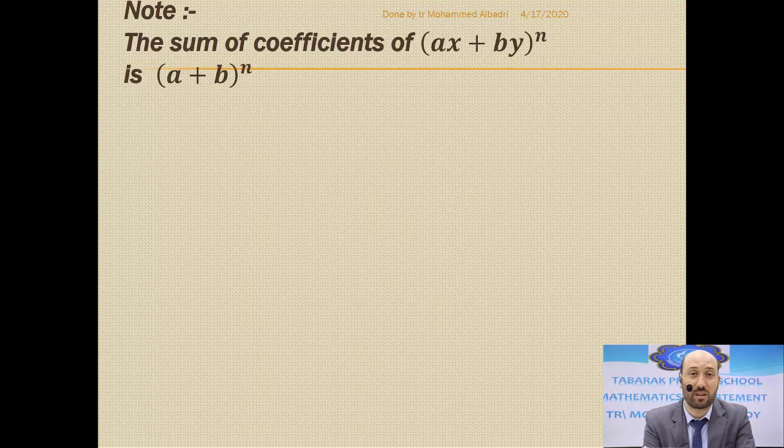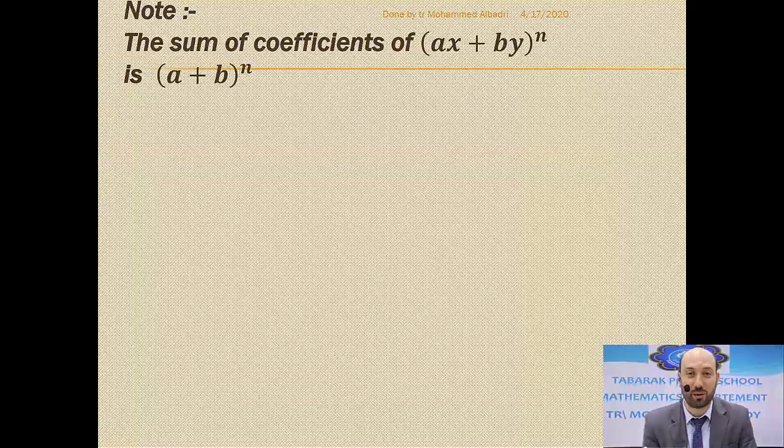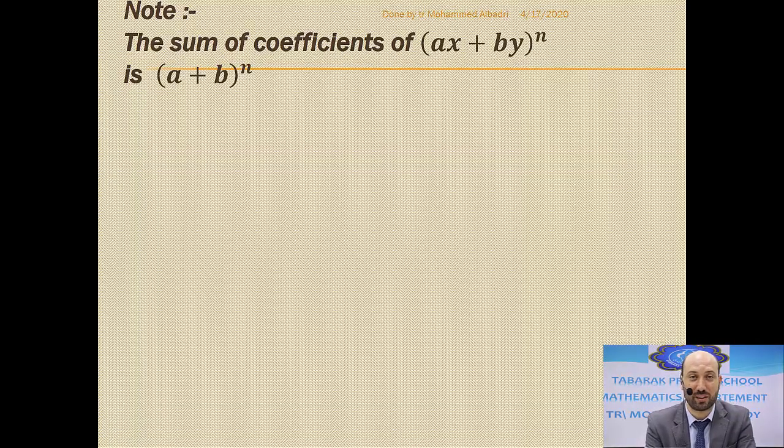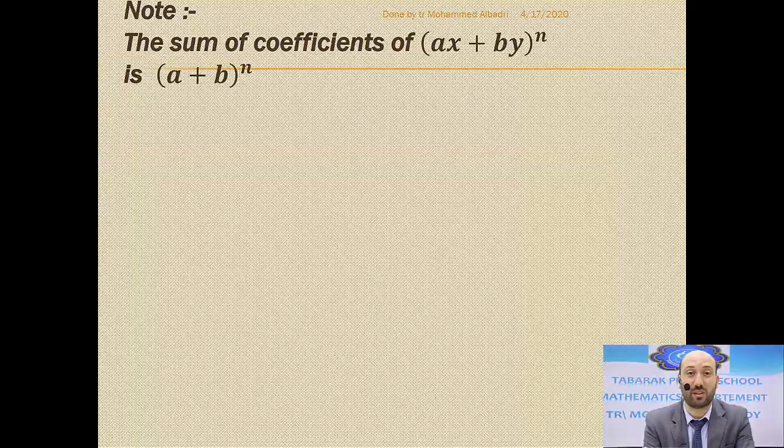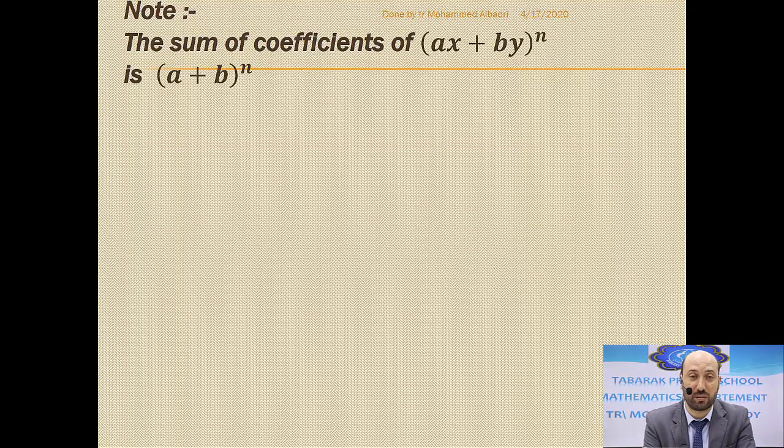Now the last idea in the exercise here. How could you find the sum of coefficients of the binomial expansion (ax plus by) raised to the power of n? To know how we could find it, we have to cancel the letters x and y. We will have (a plus b) raised to the power of n. This is the sum of the coefficients.